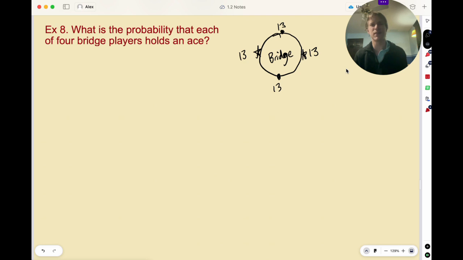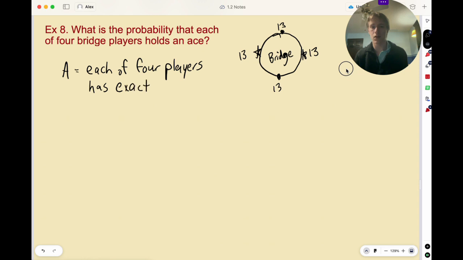So this is kind of how the bridge is set up. I don't actually know the specifics of playing bridge. I've never played bridge before, but I don't need to know how to play bridge to answer this question, because the event A is that each person holds one ace. So each of the four players, who each have 13 cards, has exactly one ace.